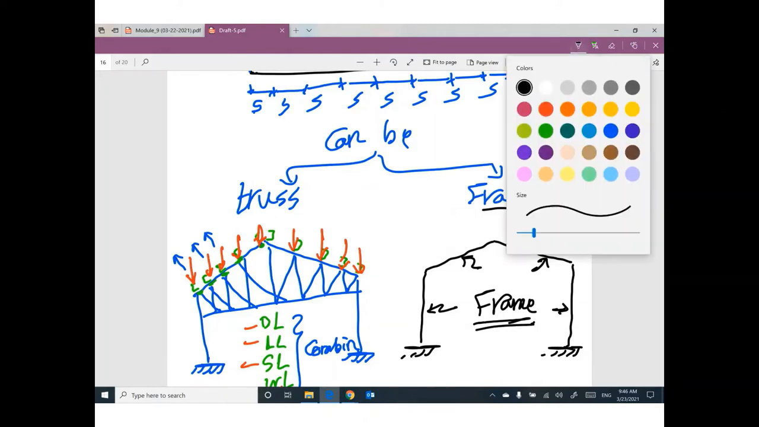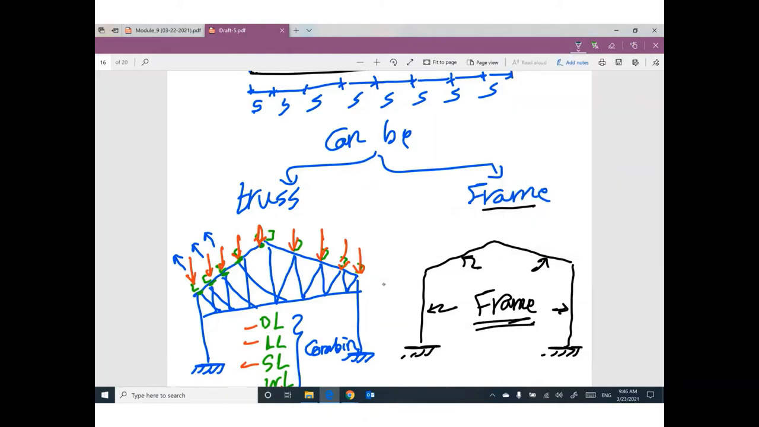Also, you have to choose where is the purlins. You have a choice right now. You don't have specific point like truss. For truss, we need to put the purlin at the joint. But for frame, no, you have a choice.